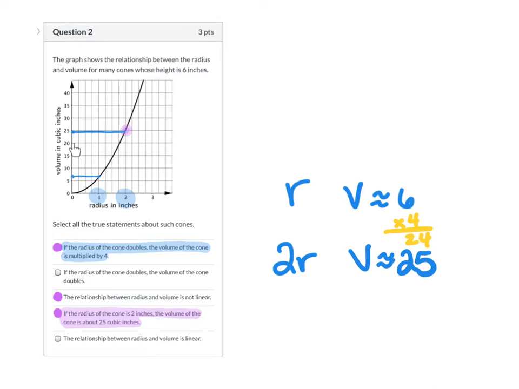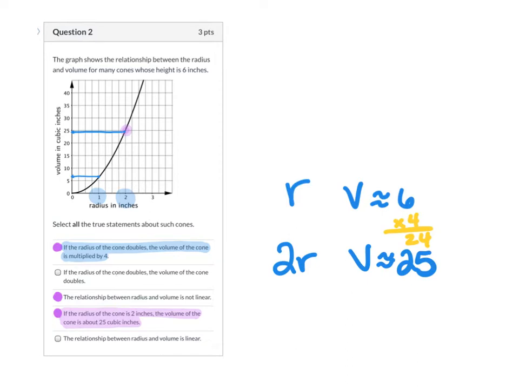but as I mentioned earlier, we were kind of estimating what these volumes were. So I think it's safe to say that when we doubled the radius, we went from 1 to 2, we doubled that radius, we did see that the volume roughly multiplied by 4. So that's why I chose this option and not this one.